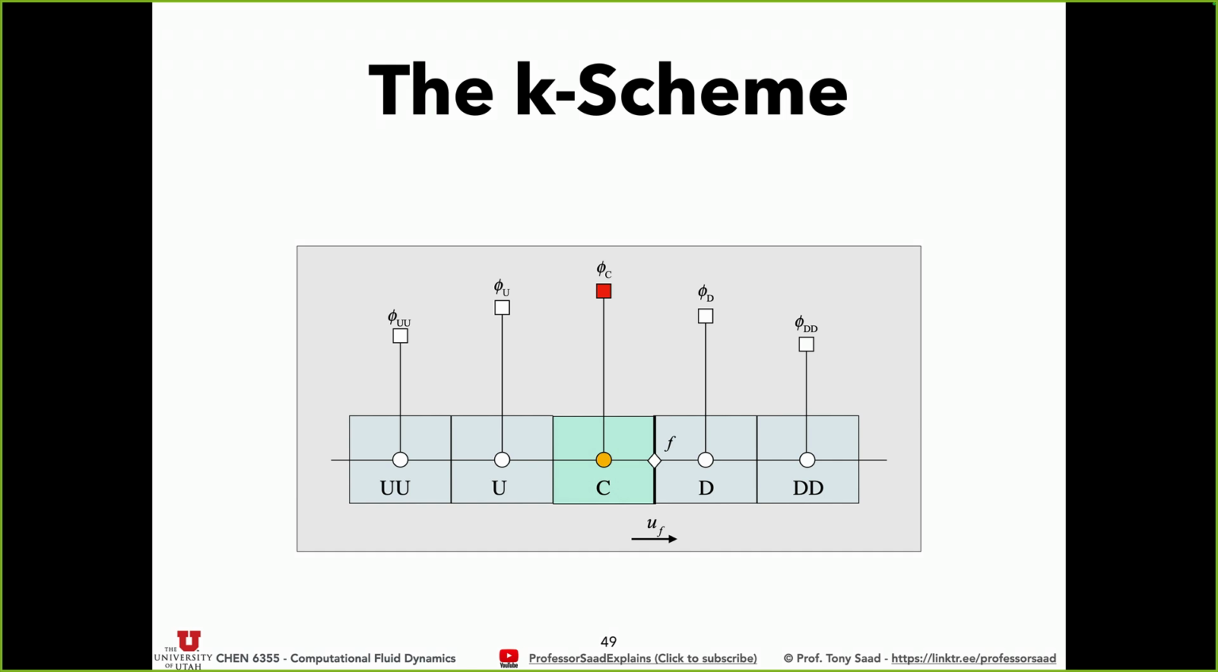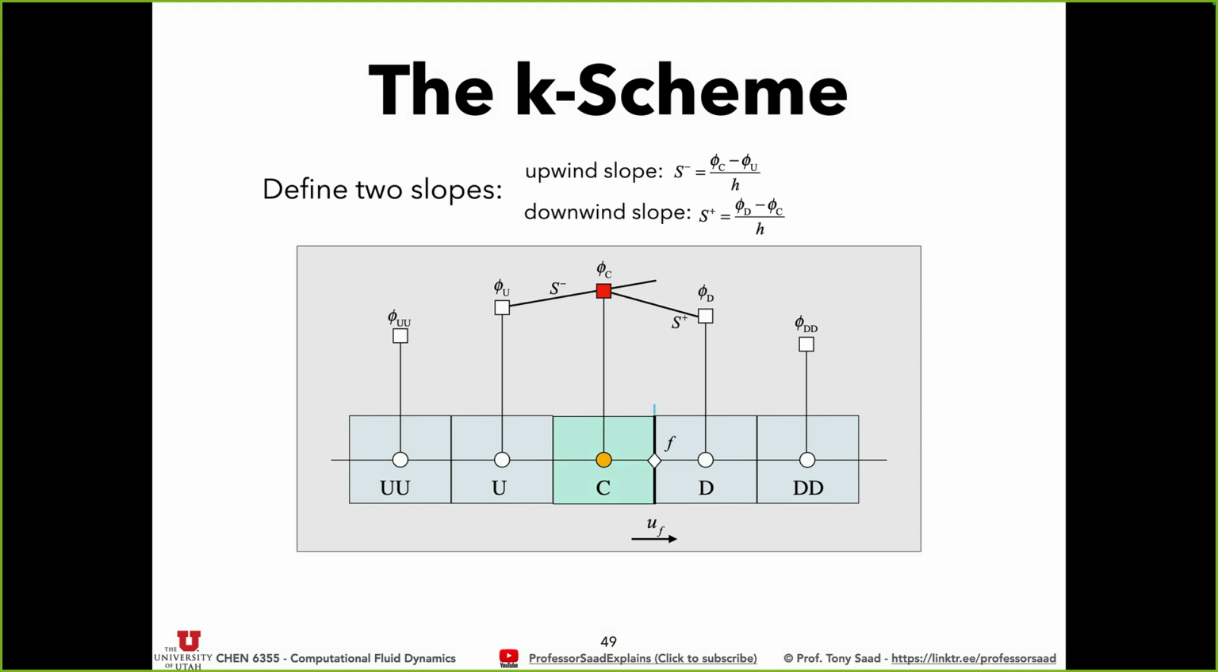We talked about different kinds of approximations: upwinding, second order central, second order upwind, quadratic, and so on and so forth. And we ended up summarizing everything with the K scheme. This was the nomenclature we used. We are typically at some face f, trying to compute the flux at that face. And the flux, in this case, is the speed times the phase value. So speed times phi f. This phi f is important over here.